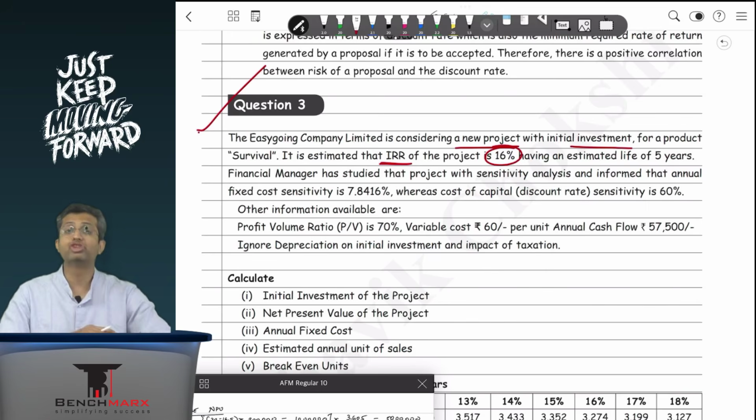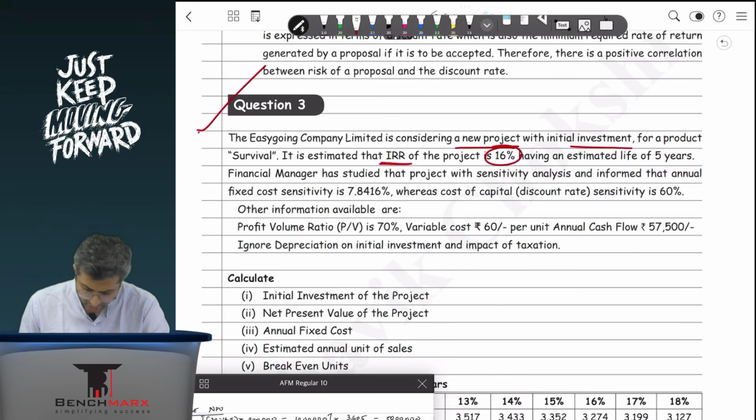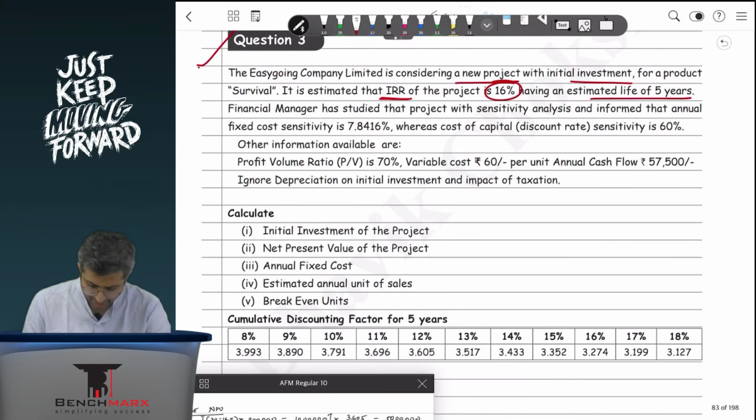Further, if just NPV is asked, then NPV is to be calculated using the cost of capital as a discount factor, not the IRR. So there is a company which has an IRR of 16% and an estimated life of 5 years. The finance manager has studied the project with sensitivity analysis and informed that fixed cost sensitivity is 7.8416% and cost of capital sensitivity is 60%.